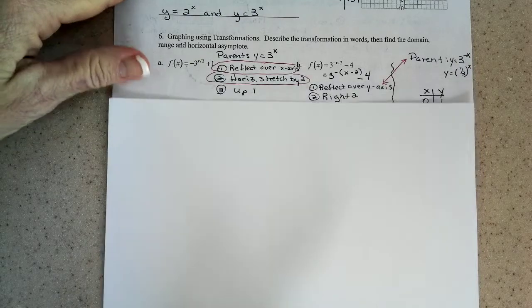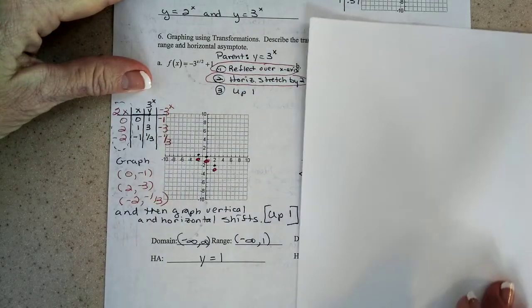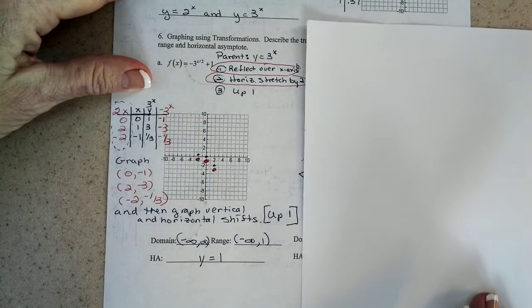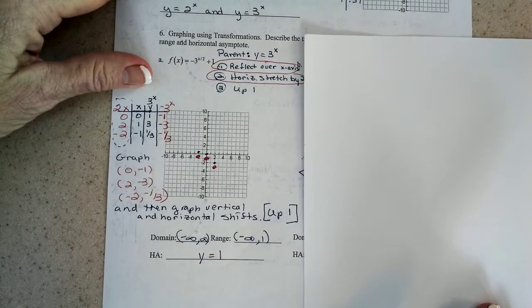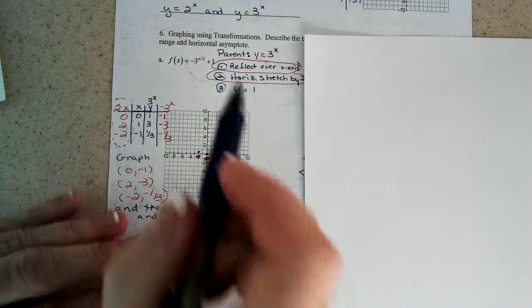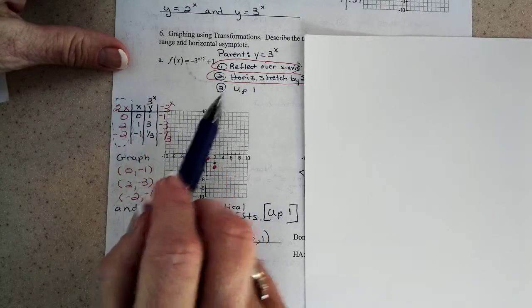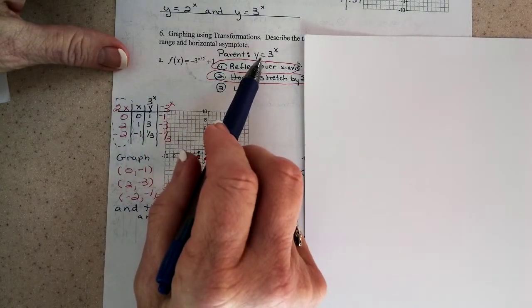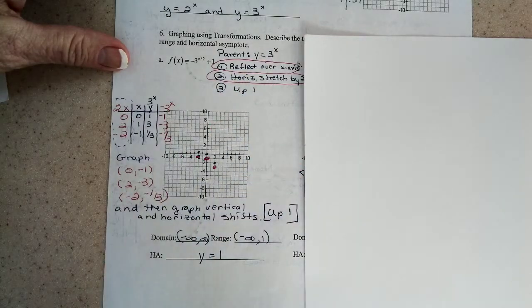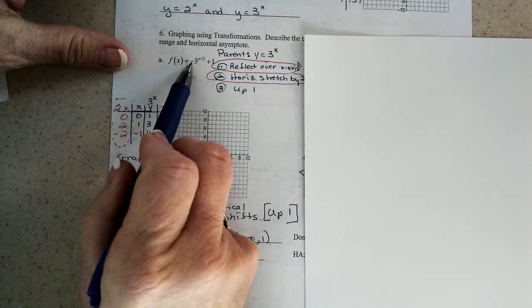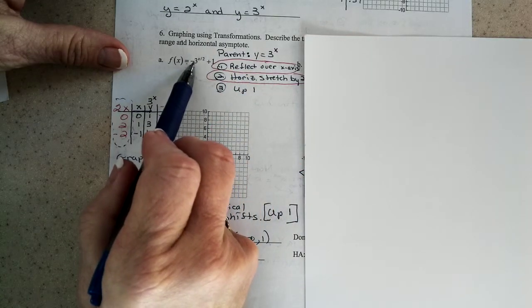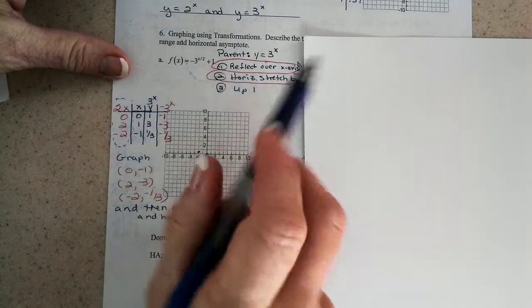Okay, now we're going to graph a little more complicated problems using some transformations, similar to what we've done in the past. We've got a function, y is equal to negative 3 to the x over 2, plus 1. And so the parent function we're going to find is y is equal to 3 to the x. We see a reflection over the x-axis. It's in front of the whole function. And we see a horizontal stretch.